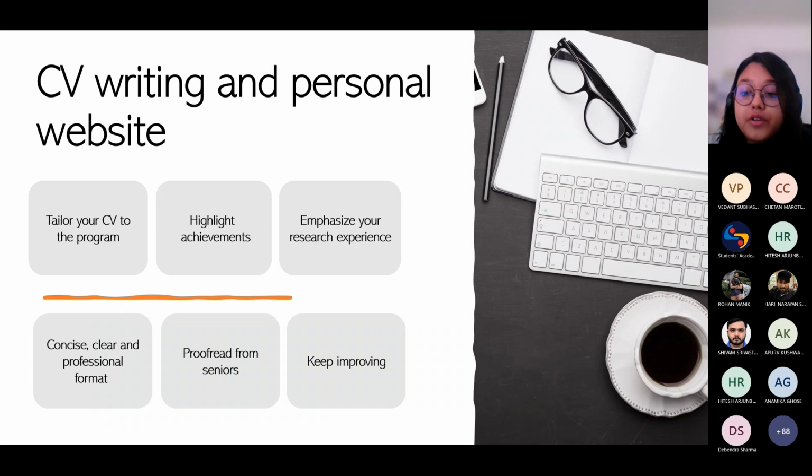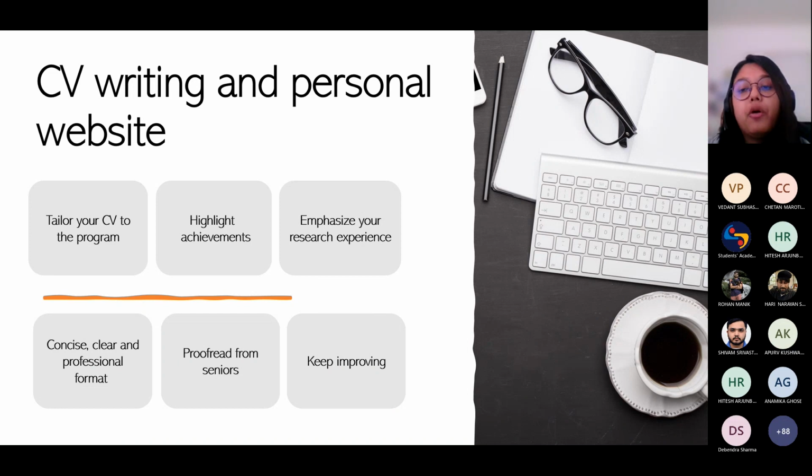Most importantly, get it proofread by seniors. I had many seniors in my lab who had already gone abroad for exchange programs, and there were other people whom I had contacted through LinkedIn as well. They helped me in proofreading my CV. Send it to them, get their feedback, be it positive or negative, and just incorporate it in your CV, and the same goes for your SOP as well. As your work and your projects increase and the days go by, obviously you'll be having new experiences. Keep improving your CV in every possible way you can.